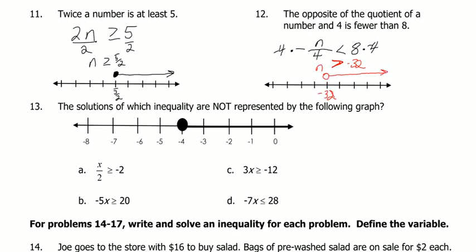Number 13, the solutions of which inequality are not represented by the following graph. Alright, so we need to go through and solve each of these inequalities and see which one of these does not produce this graph. So let's see, on A, x needs to be greater than or equal to negative 4, because I multiplied both sides by 2, right?